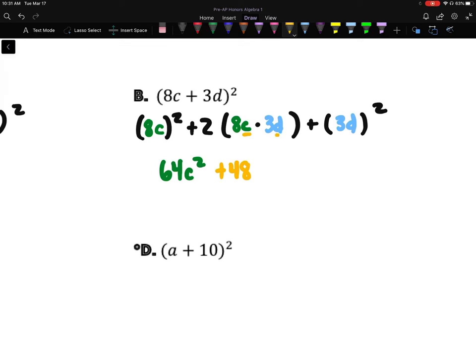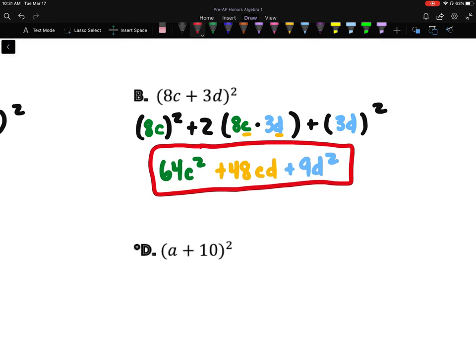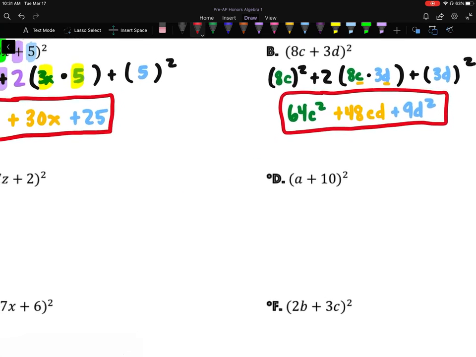There is a c and a d, so the middle term gets both c and d. And then here at the end, 3d times 3d is 9d squared. So 64c squared plus 48cd plus 9d squared.